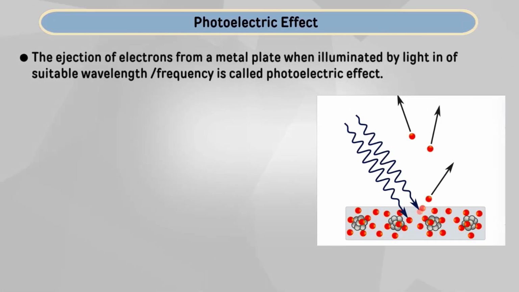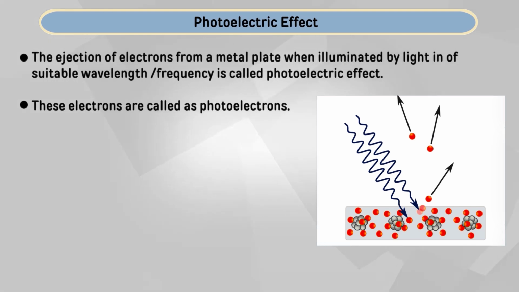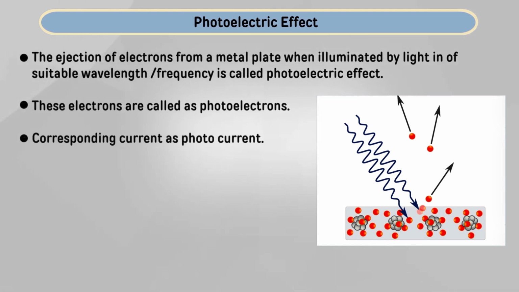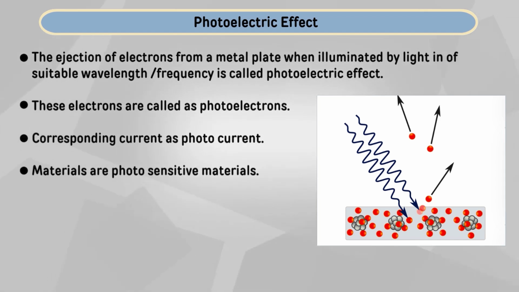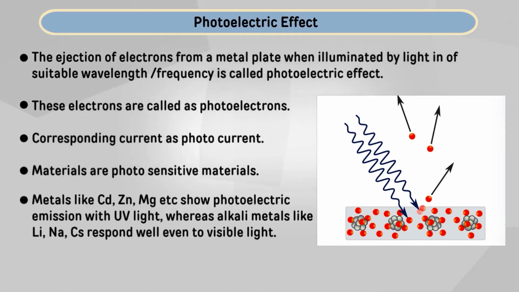The ejection of electrons from a metal plate when illuminated by light of suitable wavelength or frequency is called the photoelectric effect. These electrons are called photoelectrons, and the corresponding current is known as photocurrent. A material showing the photoelectric effect is known as a photosensitive material. Some examples: metals like cadmium, zinc and magnesium show photoelectric emission with ultraviolet light, whereas some alkali metals like lithium, sodium and cesium respond well even to visible light.